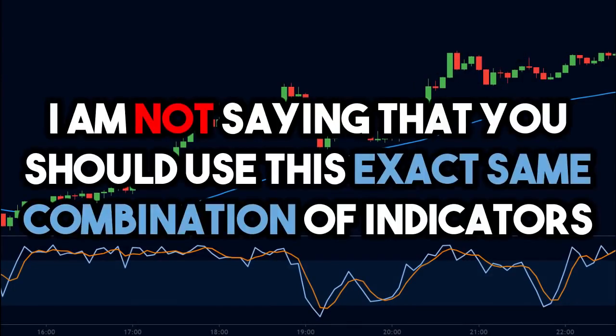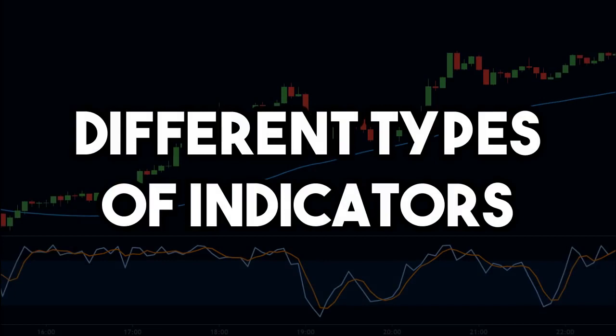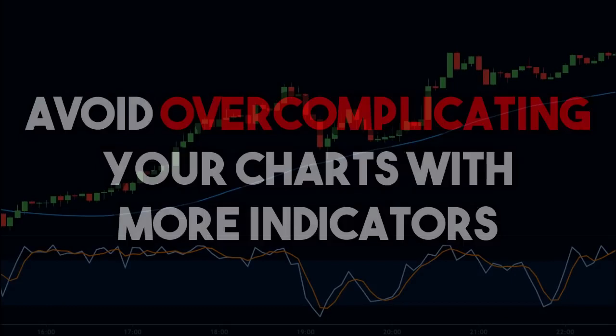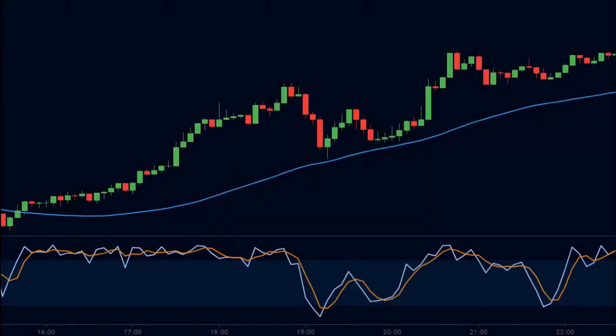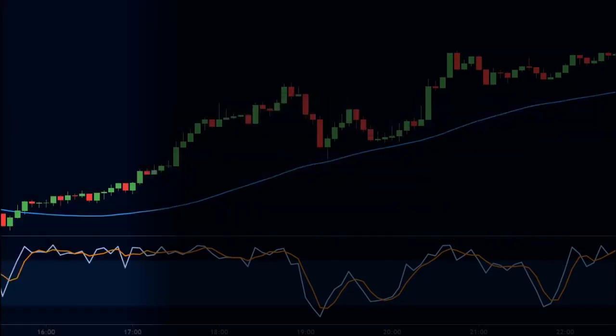Again, I am not saying that you should use the exact same combination of indicators. Instead, I want you to understand different types of indicators, and avoid overcomplicating your chart with more indicators. That brings us to the end of this video. I hope that you have now understood how to combine different types of indicators to analyze the market.